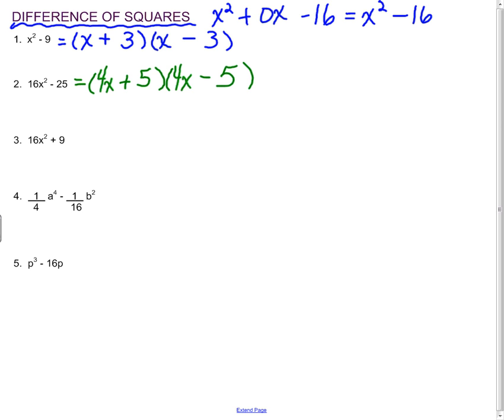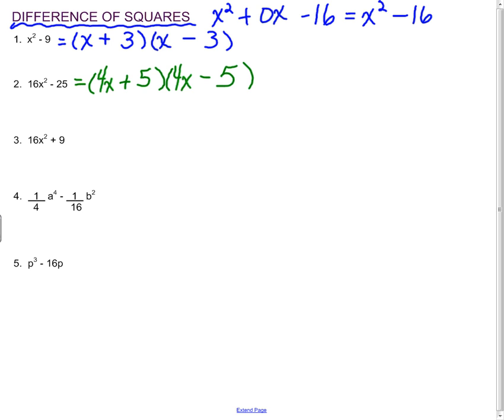The third one looks like a difference of squares, but it's not because it doesn't have a subtract sign. So we have to use other strategies to factor this thing. We would look for a greatest common factor. There isn't one other than 1. Or we can factor as a simple trinomial, and this one won't work so nicely. This one is not factorable. It is what it is.